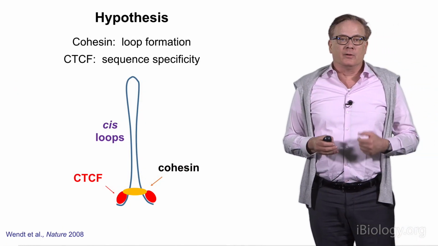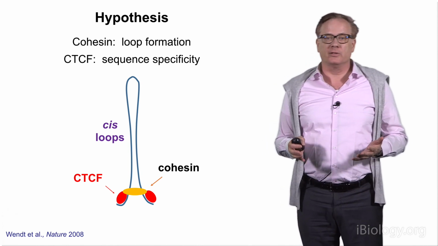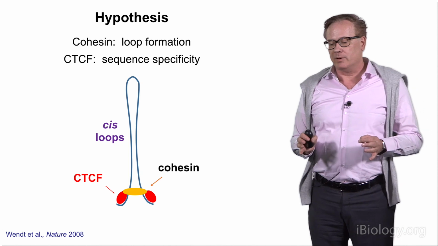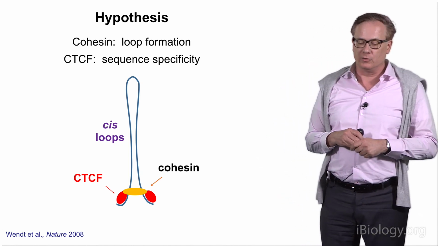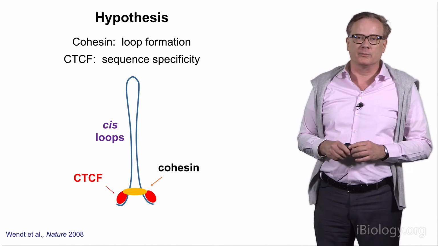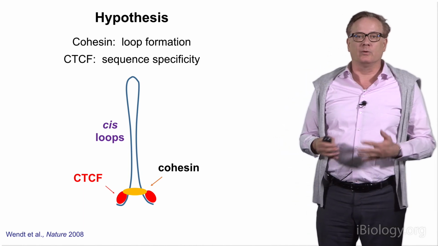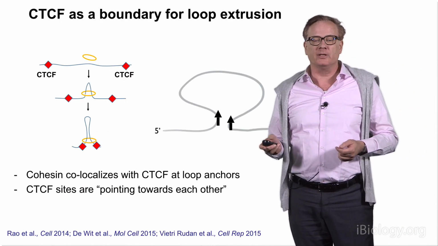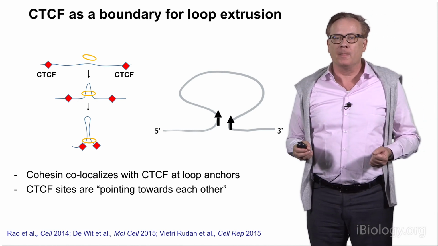Now, in the first part of this lecture series, I explained that initially we had speculated that cohesin would be the molecule that mediates long-range interactions to form chromatin loops, but it would be CTCF, or its ability to recognize a particular consensus sequence in the genome, that would specify the identity of these loop anchors. Now, if cohesin was mediating loop formation by extrusion, the question is what could be the role of CTCF in this process?